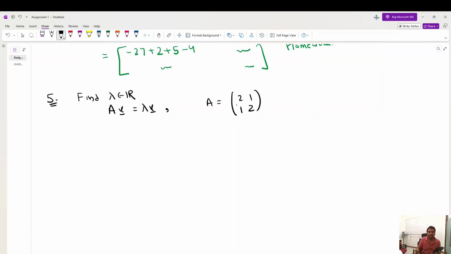What a nice matrix. See, here 1, 1, 2, 2. Something you will see later on. And x lower bar is 1, 1. We just have to figure out the value of lambda.